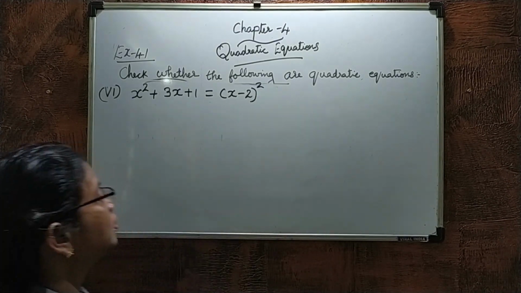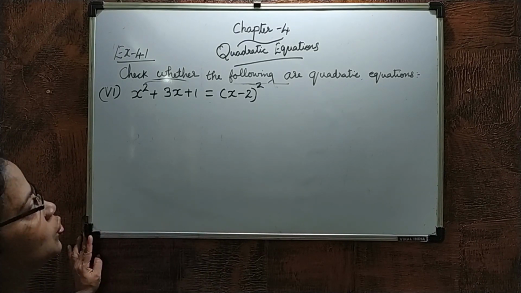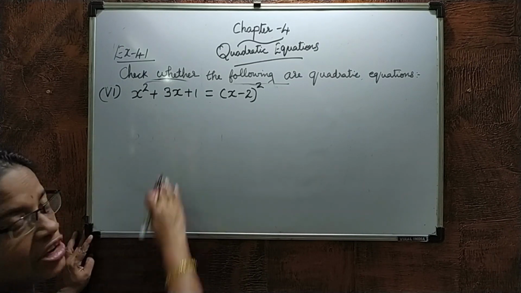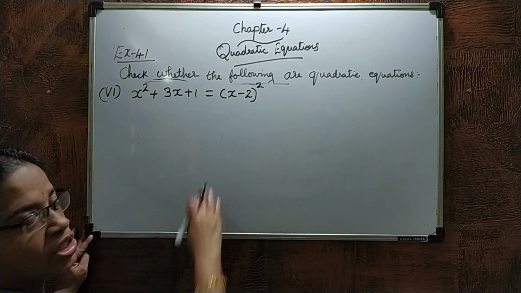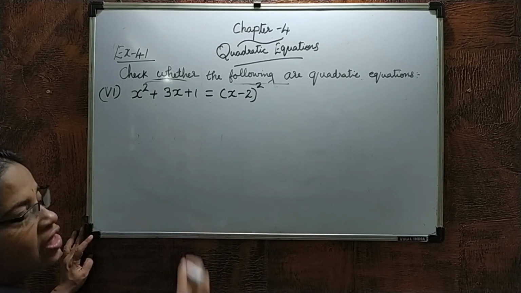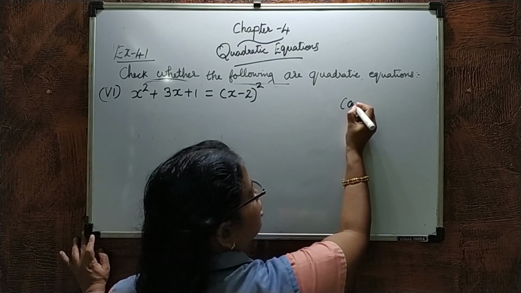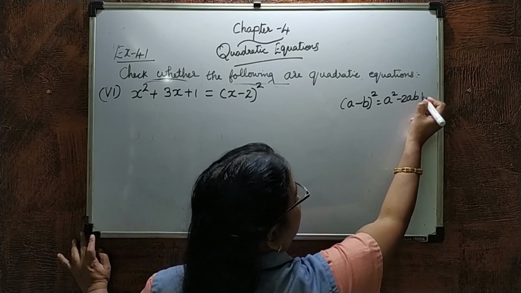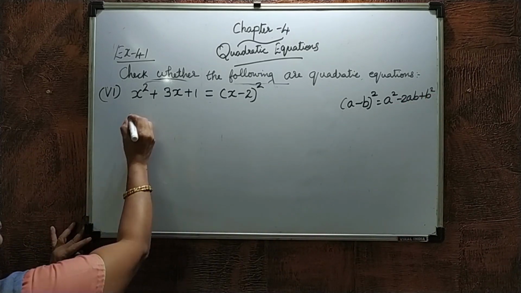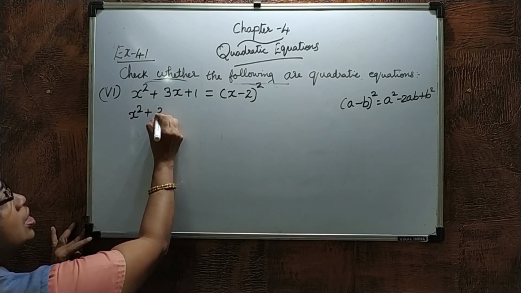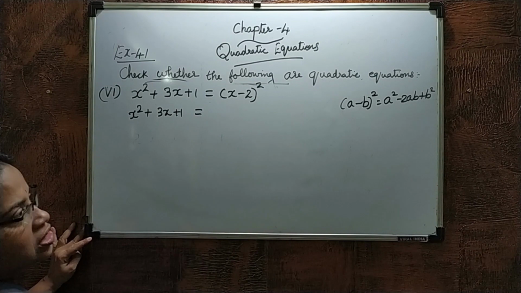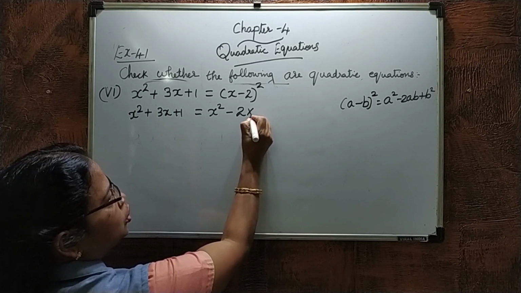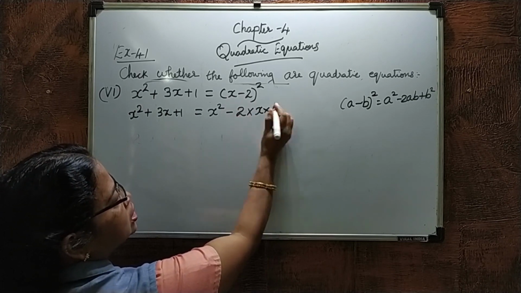This is the answer. Sixth question, x square plus 3x plus 1 equals x minus 2 the whole square. So here nothing to expand on the left hand side. You have to do expansion only on the right hand side. Which law is it? It is a minus b the whole square equals a square minus 2ab plus b square. Okay, we'll start now. Here it is x square plus 3x plus 1 equals a square, it is x square, minus 2ab, 2 into a is x, b is 2.